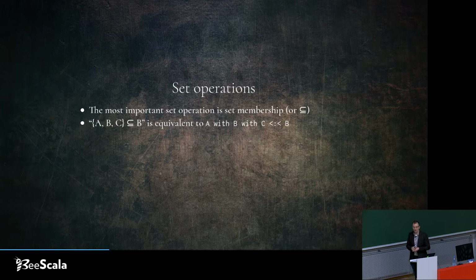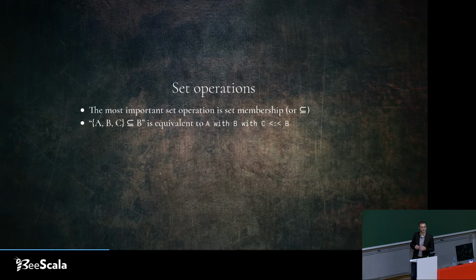And it turns out that if we use intersection types for our encoding, the set of types A, B, C contains B, or the expression A, B, C contains B, is equivalent to A with B with C is a subtype of B. So set contains is equivalent to supertype.